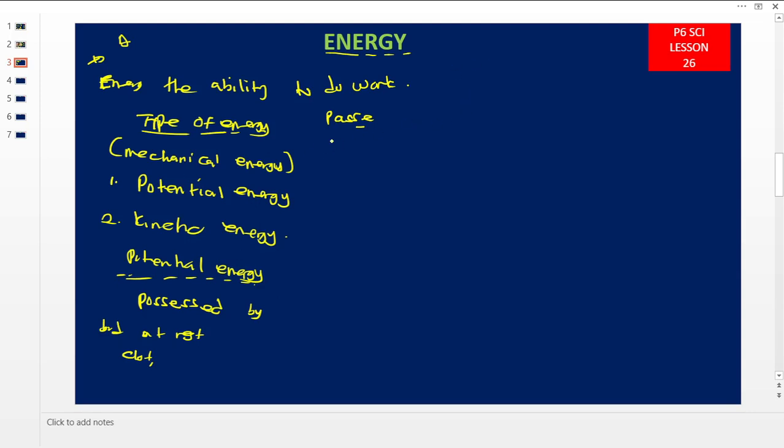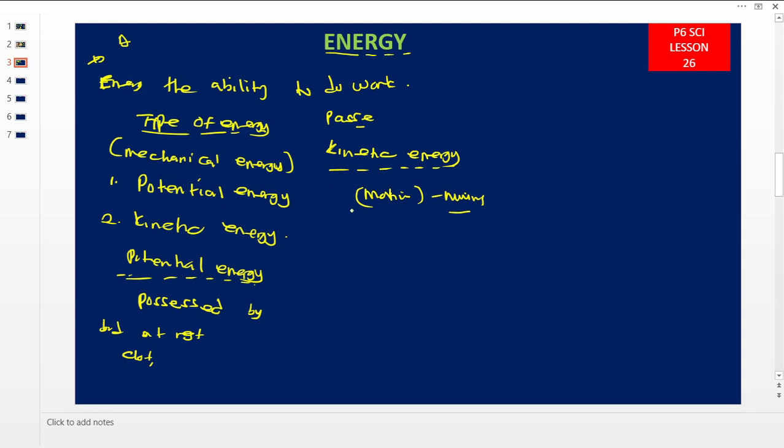Then let us look at another one. Let us now discuss what we call kinetic energy. Kinetic energy is a type of energy possessed by objects in motion. And what does this word motion mean? Moving. Anything which is moving is having what we call kinetic energy.